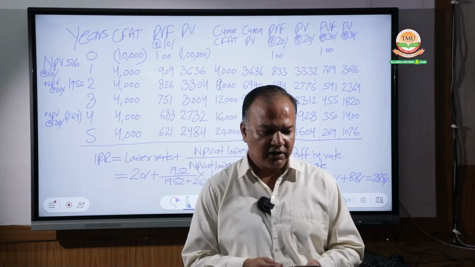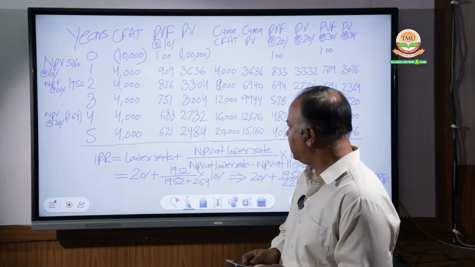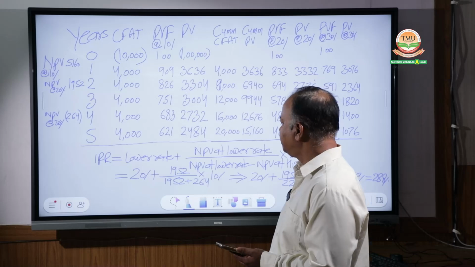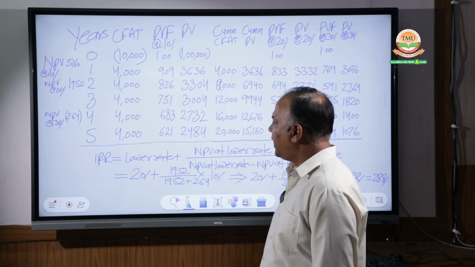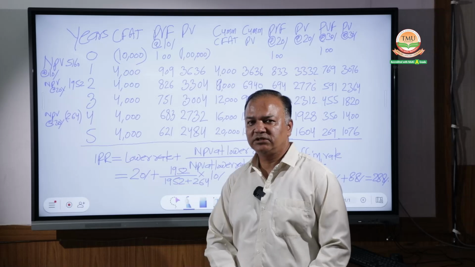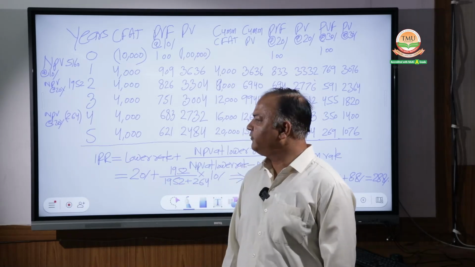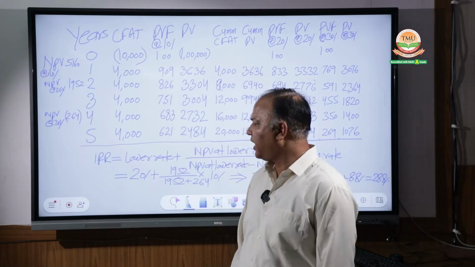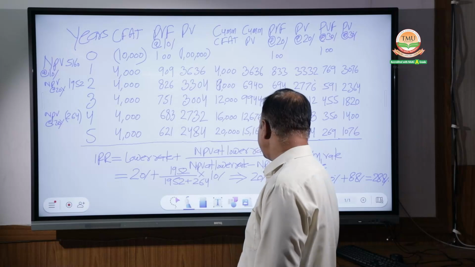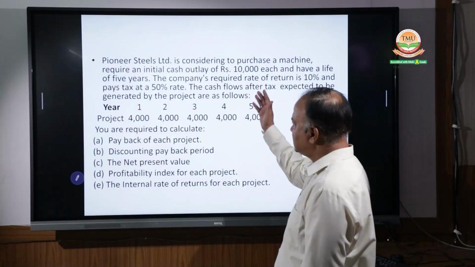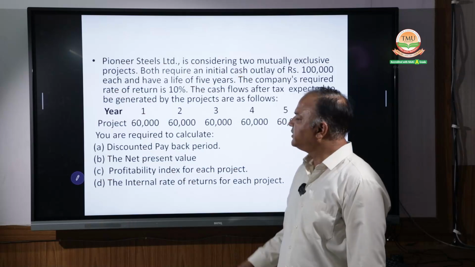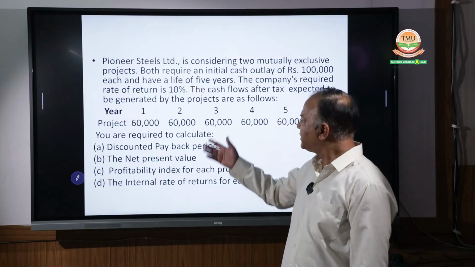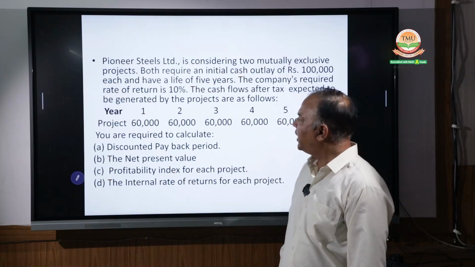So I think it is clear to all of you. Now let's start another problem. This is the last and final problem. After completion of this problem, this chapter will be complete, and from the next lecture I will discuss another topic. So this was the problem which I solved for you in the previous slide. This is the next question. It is almost the same, but the numbers given to you are different.